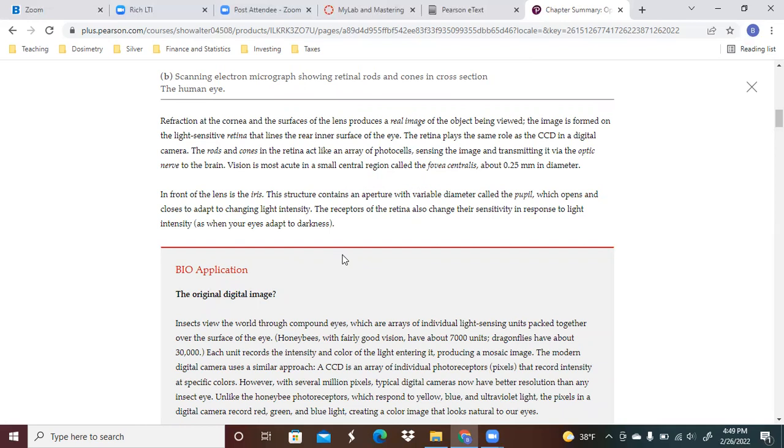which is pretty small. In the front of the lens is the iris, and this structure contains an aperture with variable diameter called the pupil, and that opens and closes to adapt to changing light intensity. The receptors of the retina also change their sensitivity in response to light intensity.